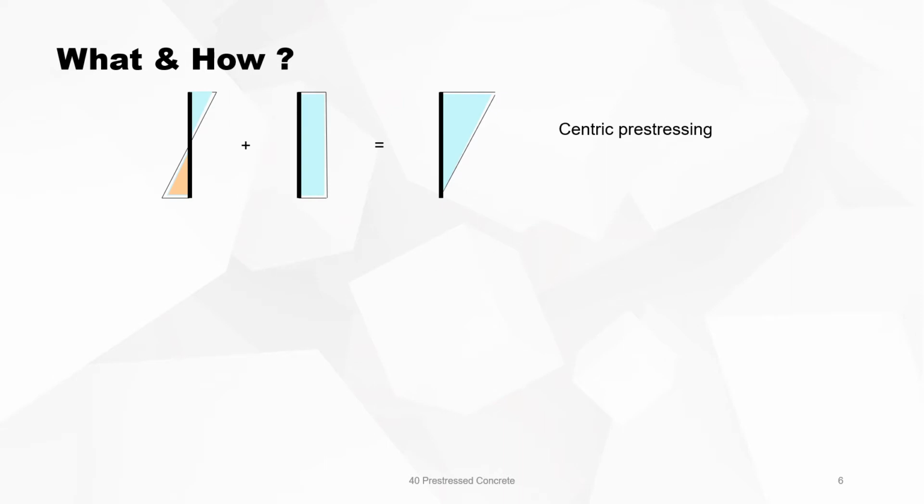Suppose a stress diagram under loads, on top the compressive stress, on bottom the tensile stress. We apply a centric pre-stressing force to the section, compression everywhere. So we end up with a compressive stress in the whole section. The disadvantage, of course, is that on top you end up with a large concrete compressive stress.